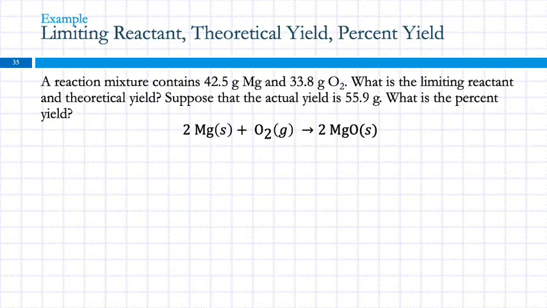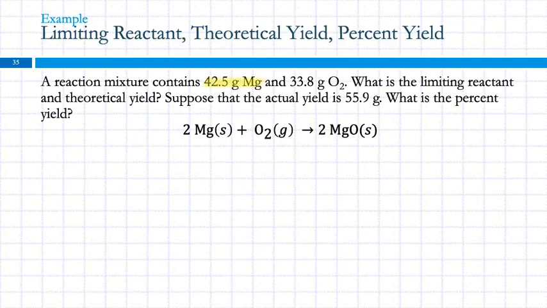Okay, let's do a real problem here. This is the magnesium and oxygen reaction. A mixture contains 42.5 grams of magnesium and 33.8 grams of oxygen. What is the limiting reactant and the theoretical yield? Suppose that the actual yield is 55.9 grams. What is the percent yield? Like so many questions, right? Pull the numbers out.